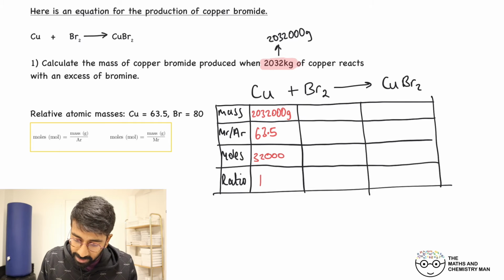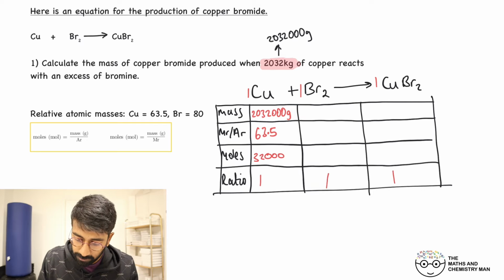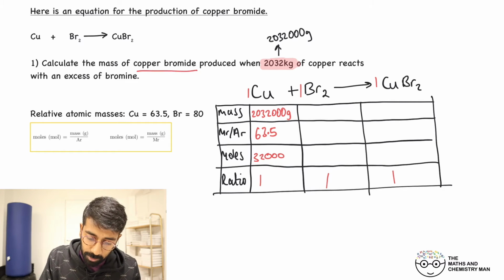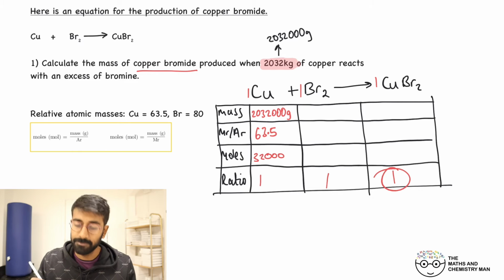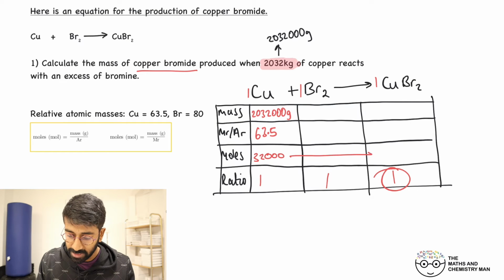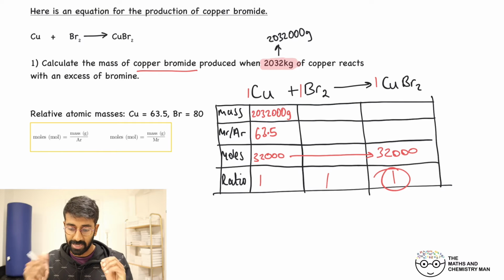Next thing, we need to look at our ratios, right? So ratio is 1 here, because there's a 1 in front of here, there's a 1 in front of bromine, and a 1 over there as well. So I'll just put 1 everywhere. But what are we actually looking for? We're looking for the mass of copper bromide. So the one that we need to focus on is this one here. Since we've got a 1-to-1 ratio, it tells me that the number of moles for copper bromide should also be 32,000. So I can fill that in there.